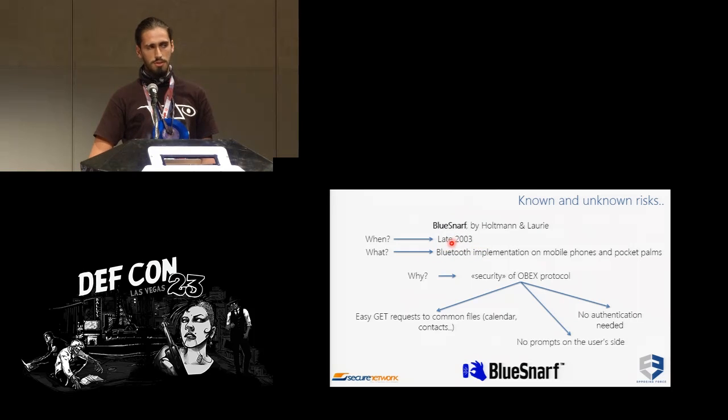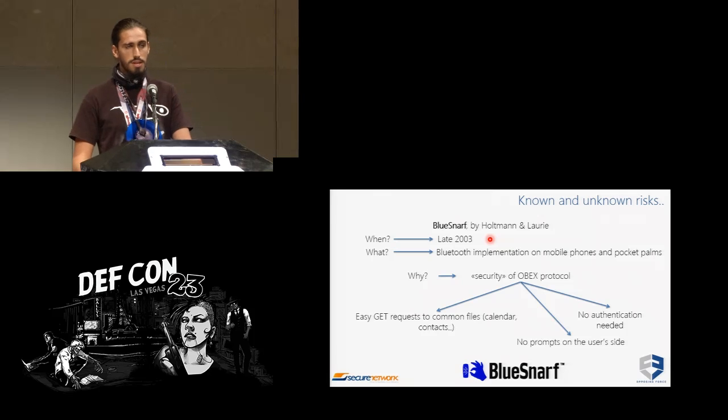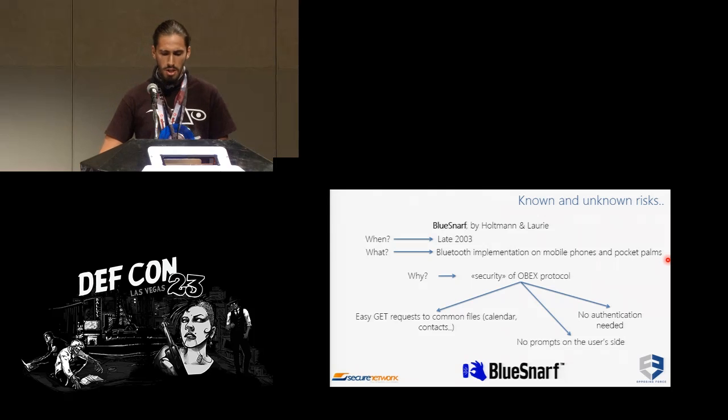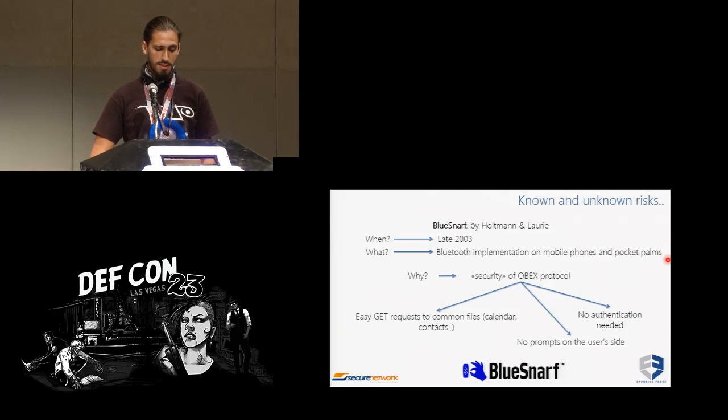It was published in late 2003 by Holtmann and Lowry, and it was a talk given; some papers you will find online. It is actually exploiting some insecurity of the OBEX protocol. By this exploit, you can make some easy GET requests to common files. At the time you applied this vulnerability on mobile phones and Pocket PCs, because those were the most common devices with Bluetooth enabled, and they were the devices where you could get some information using this exploit.